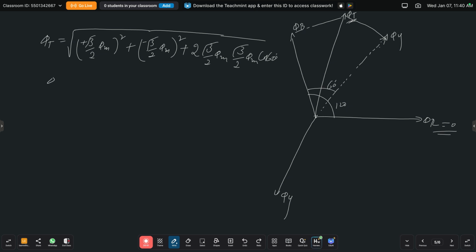After solving this equation, we will get φt equal to 3 by 2 into φm. Or I can write the total flux φt is equal to 1.5 times φm. This is the rotating magnetic field magnitude value. Its amplitude is 1.5 times, or 3 by 2 times, the maximum flux. This is the amplitude or magnitude.